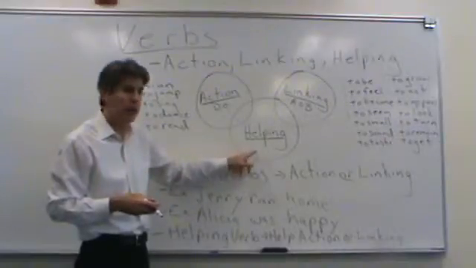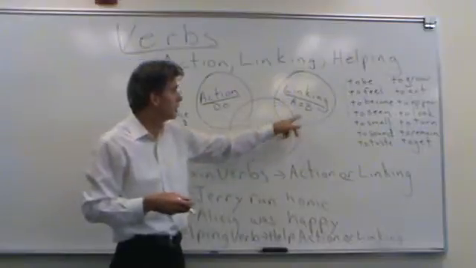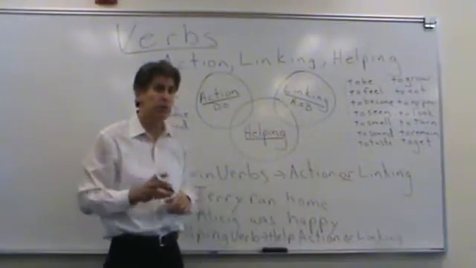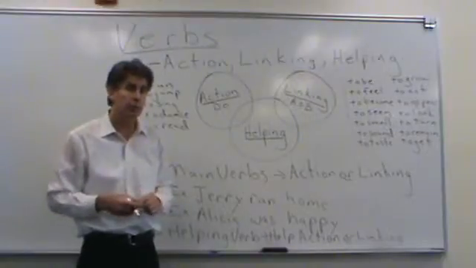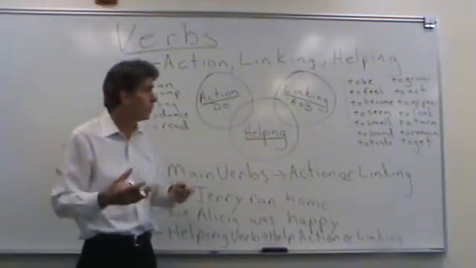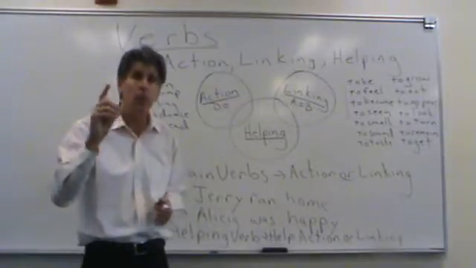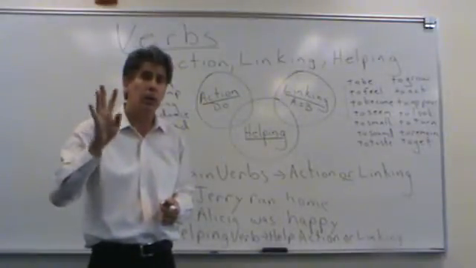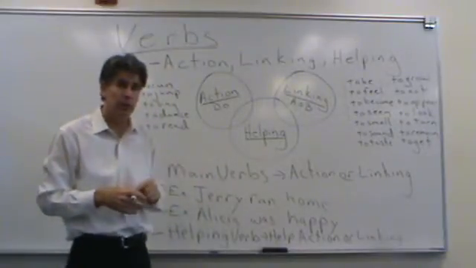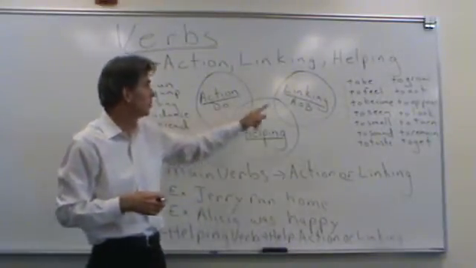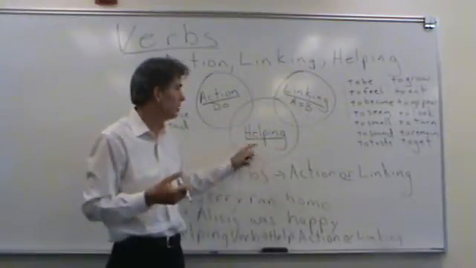Okay? So then you run into a little bit of a complication, then you have helping verbs. Helping verbs help out either action verbs or they help out linking verbs. The main verb is always either an action or a linking verb. And that's always the last verb in the verb phrase. So a verb phrase can be as short as one word or as long as 4 words. The main one is always the last one in the list. And that last one will be an action or a linking. The verbs before it will always be helping verbs.